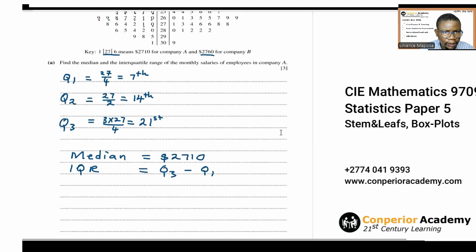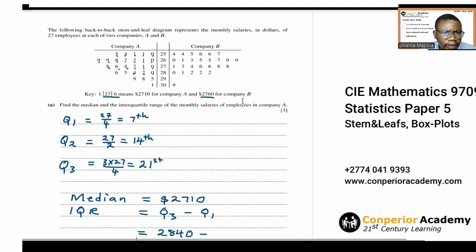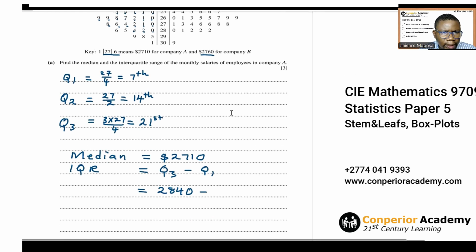So that's going to be the 21st value. If this was 14, that means 15, 16, 17, 18, 19, 20, 21. That's 2,840. So this is 2,840 and then minus. So we subtract the seventh value. The seventh value is 1, 2, 3, 4, 5, 6, 7, 2,610. So this is $2,610.